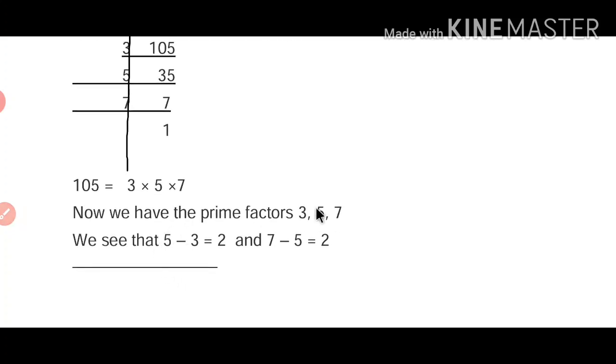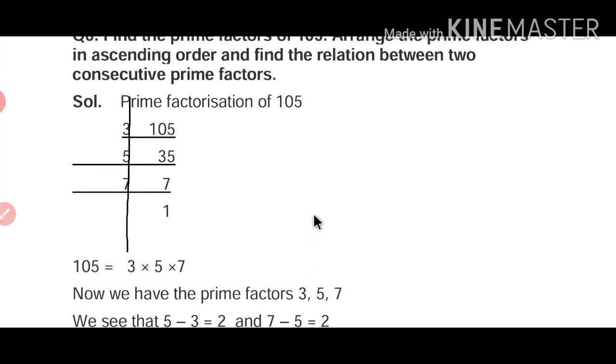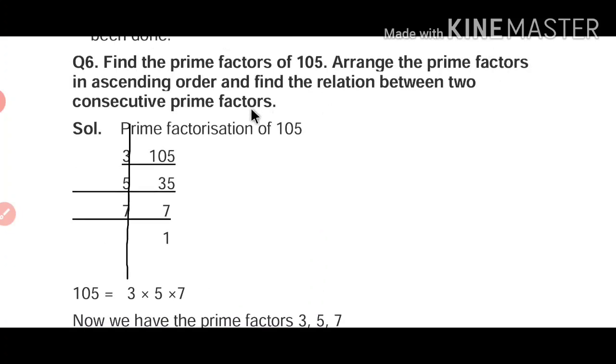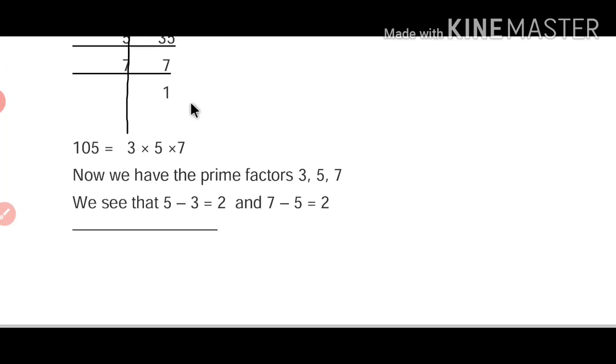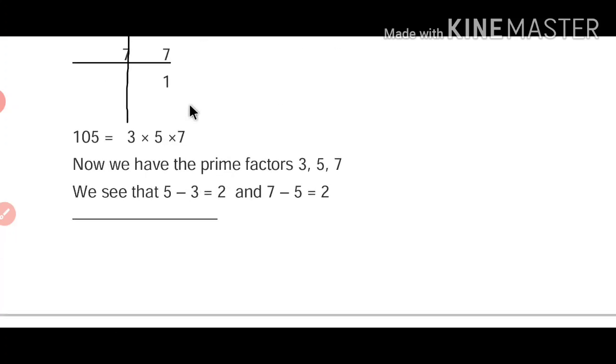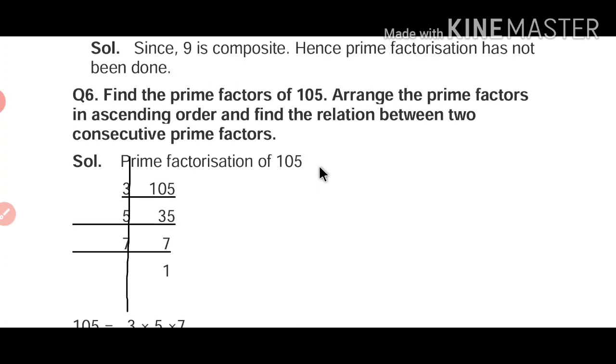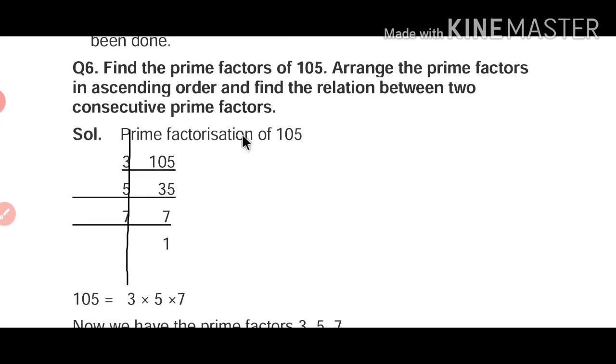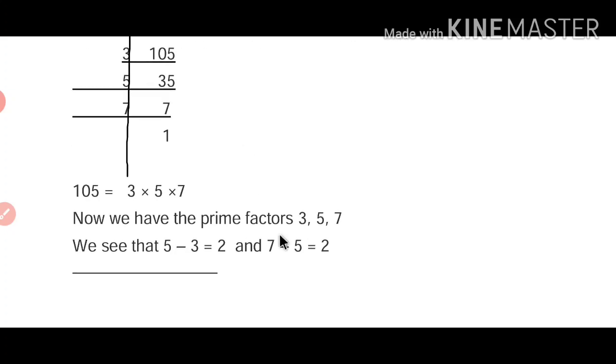Now we can see that we have the prime factors 3, 5 and 7. Now we have to arrange them in ascending order. So if we arrange in ascending order, we'll get the factors as 3, 5, 7, and find the relation between two consecutive prime factors. Consecutive means one after the other. So after 3, which is the prime factor here, 5, after 5, 7. Now we have to find the relation between them.